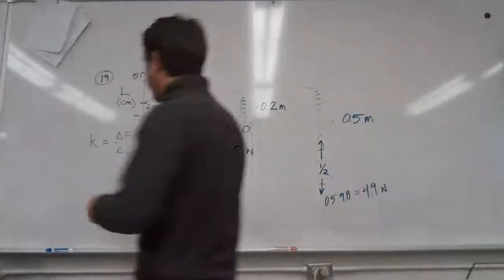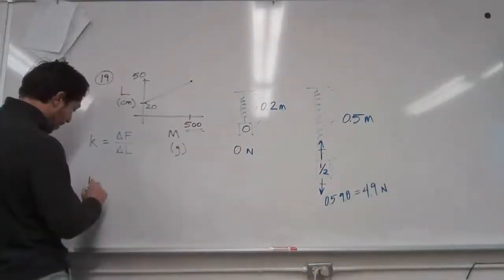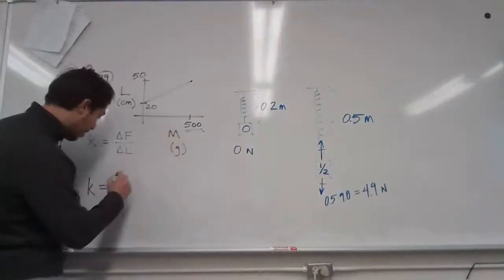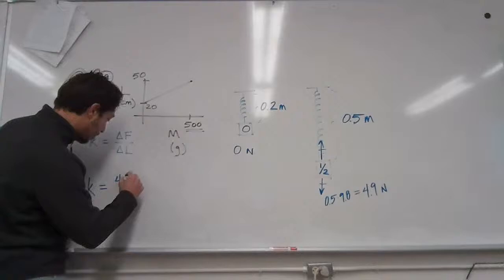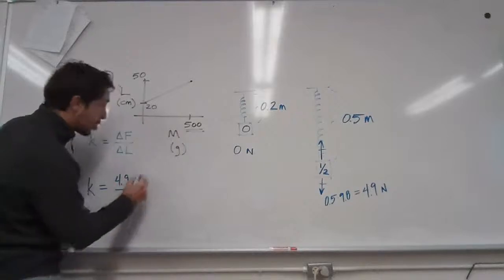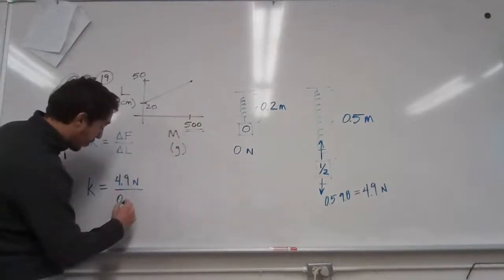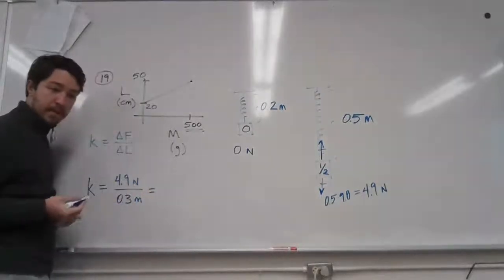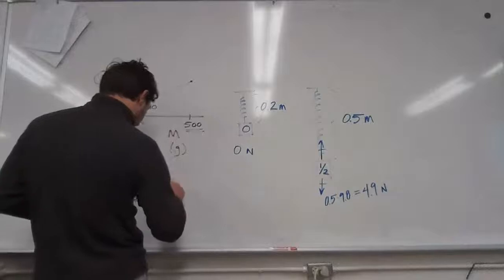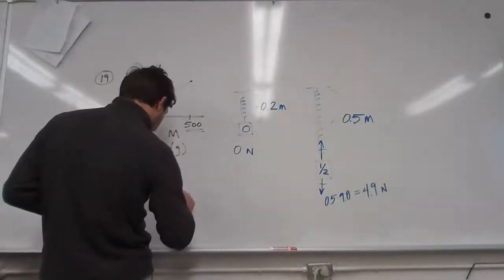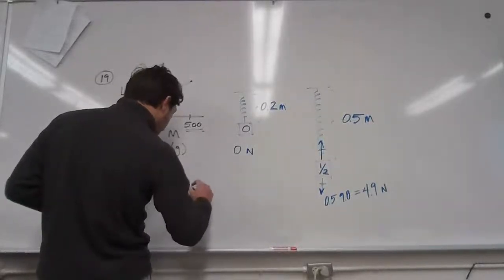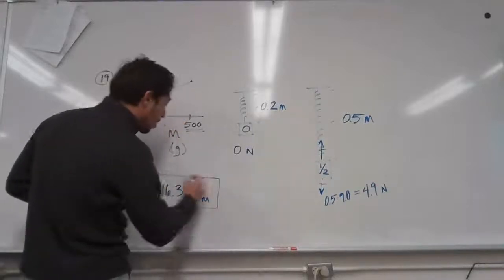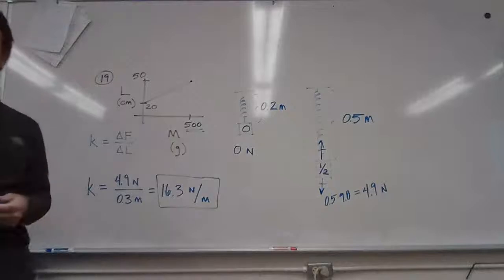So my formula, I would write k, the spring constant, equals the change in force, like we said, 4.9 newtons, over the change in length, 0.3 meters. A calculator is helpful here. It's 16.3 roughly, repeating, newtons per meter. Okay? That's all there is to it.